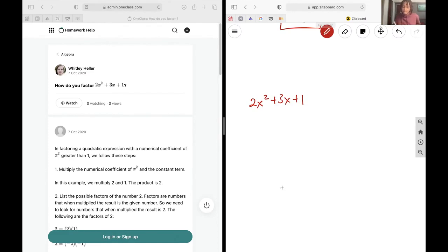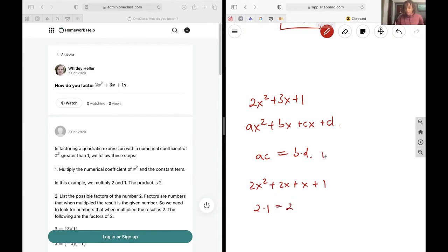how I usually do that is I would like to rewrite this in a form of ax squared plus bx plus cx plus d, such that a by c is equal to b by d. And the best choice here when I split this 3x is going to be 2x squared plus 2x plus x plus 1. So that over x squared, a by c. So 2 by 1 is equal to 2, the coefficient here, and 2 by 1 is equal to 2. So I have satisfied this.